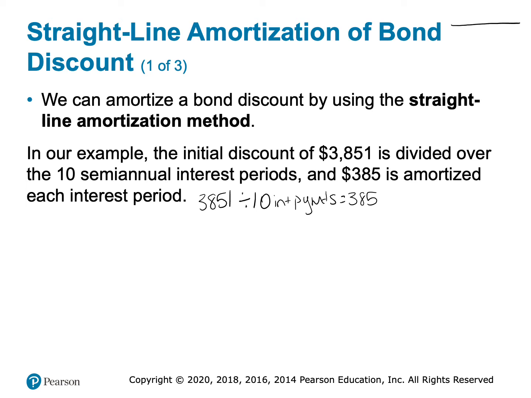So if I can draw my discount T account up here, it has a debit balance of 3,851. Every time I pay interest, I'm going to credit the discount for 385. After I've done that 10 times, the discount will have a debit balance of 0.